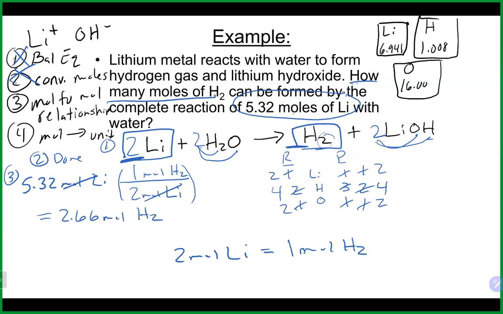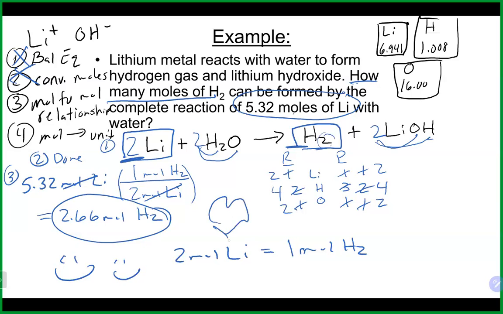Do I need to do step number 4, which is convert the moles to some other unit? I do not, because I'm looking for moles. So I perhaps put a circle or a box around it and a happy face. 2 happy faces. I heart stoichiometry. Any questions on that? That's a really crappy heart, by the way.